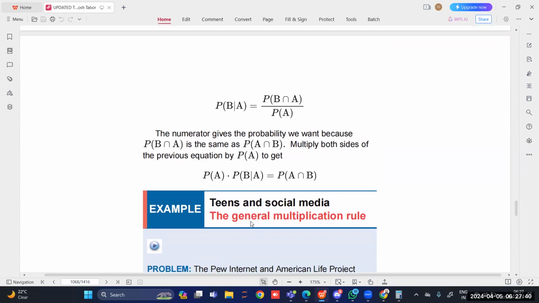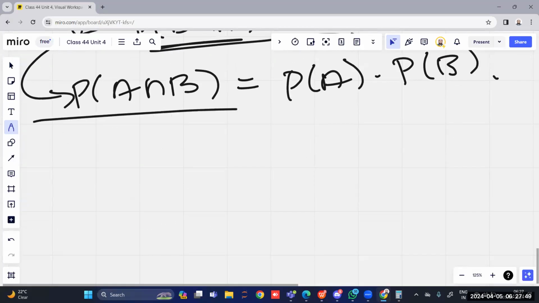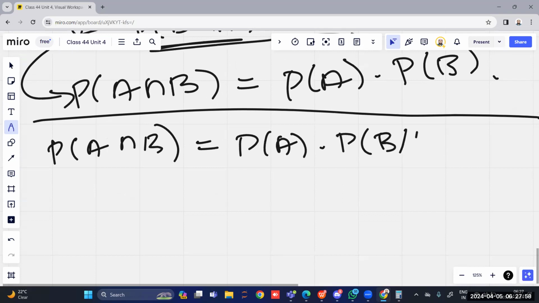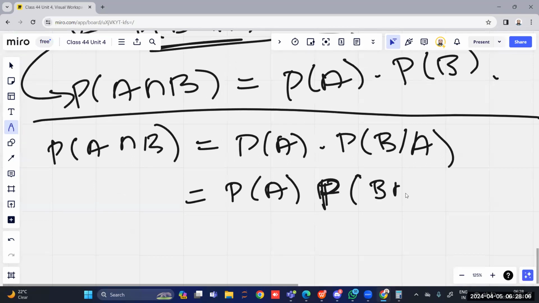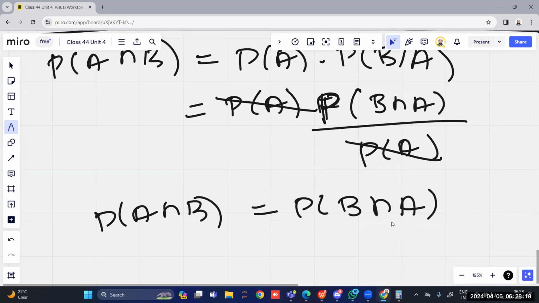So it's generally known as probability of B. What he's trying to explain is the general rule: probability of B given A is probability of B intersection A upon probability of A. Yes or no? And this cancels. What is left? Probability of A intersection B is equal to probability of B intersection A.